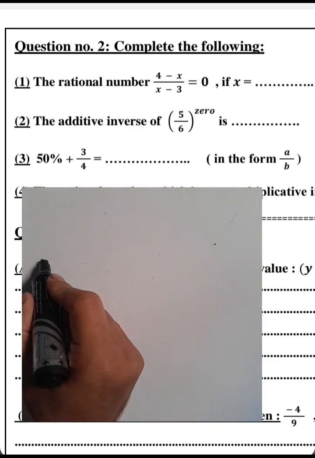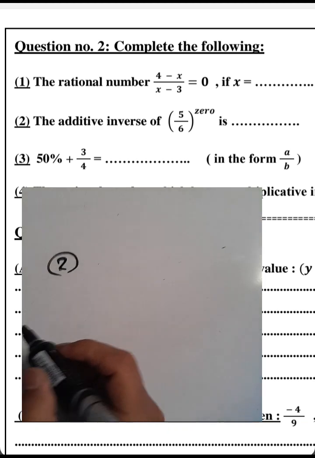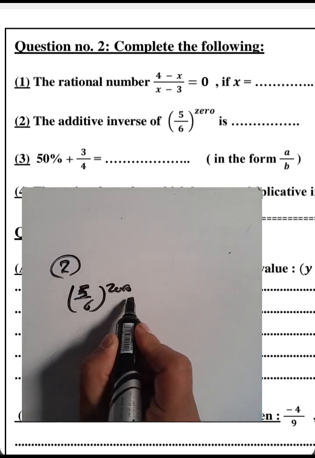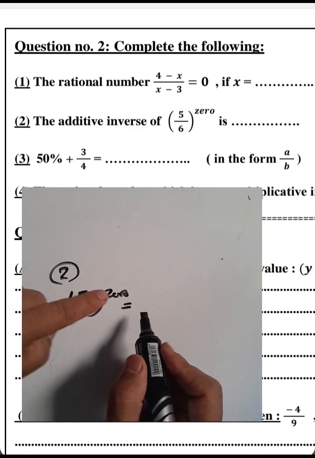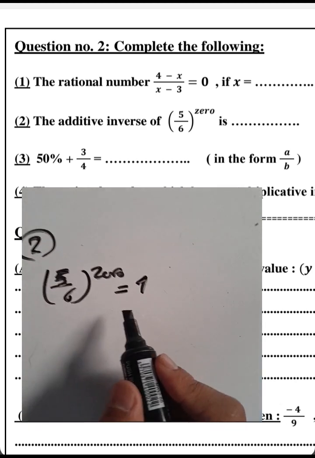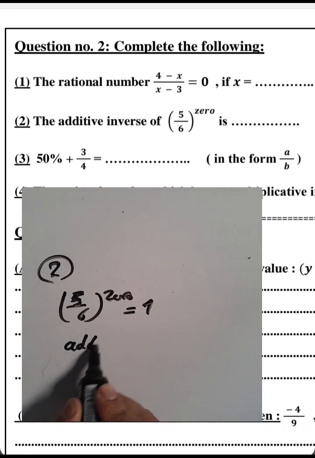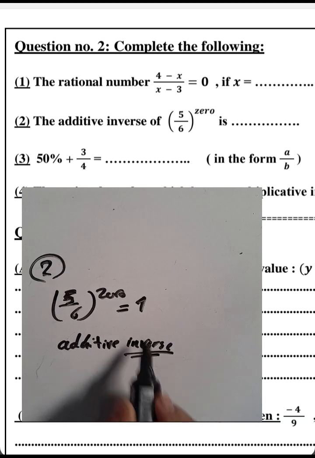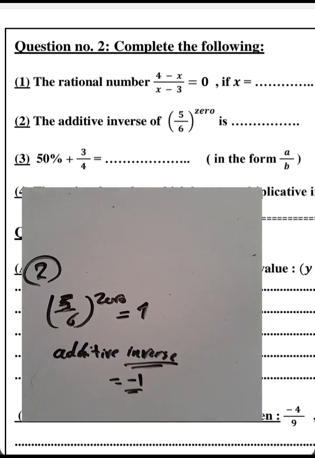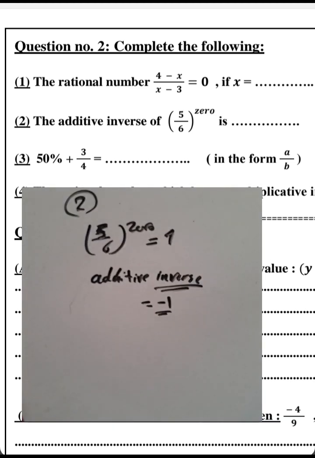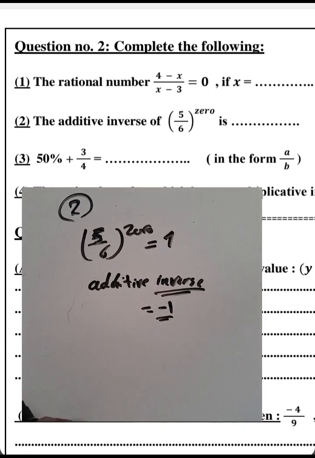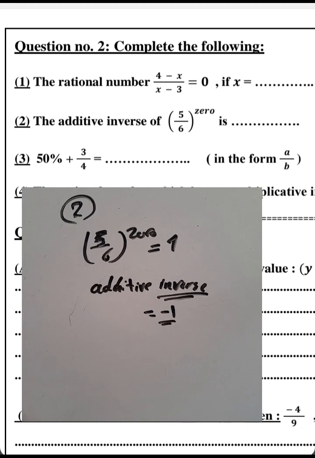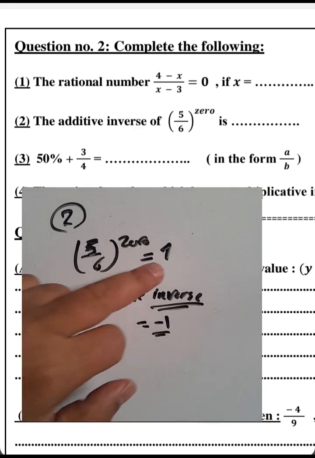Question number 2. The additive inverse of (5 over 6) to the power 0. First step, we find the result of (5 over 6) to the power 0, which equals 1. Then the additive inverse of 1 will be negative 1. For the additive inverse we must change the sign of this number, but for the multiplicative inverse you must write 1. So the additive inverse changes the sign of the result 1, and it will be negative 1.